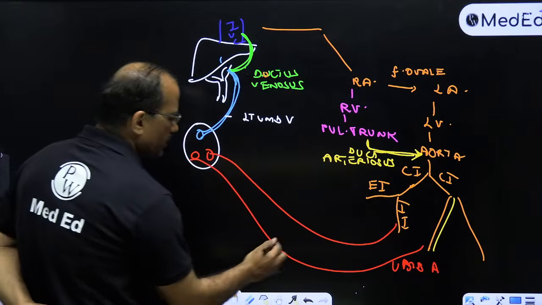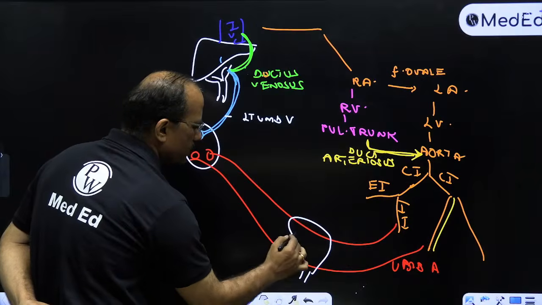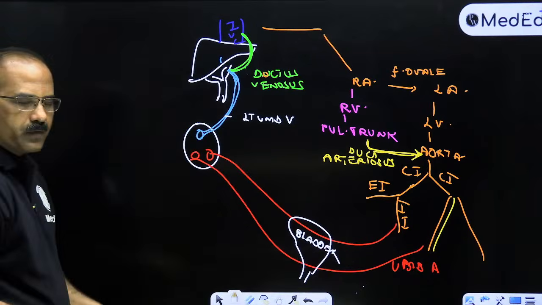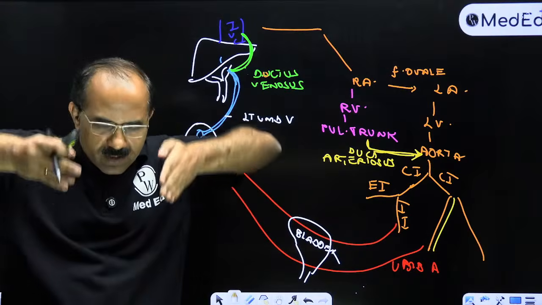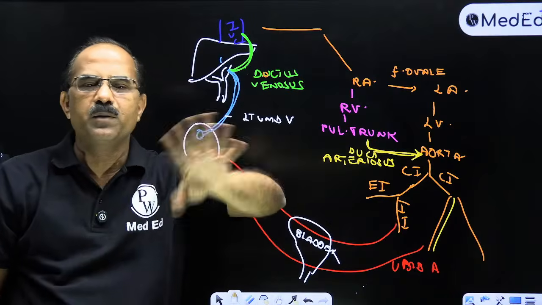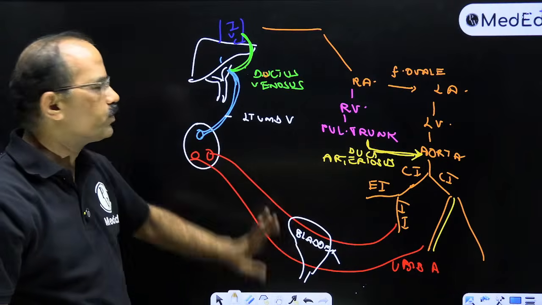Now, this is the urinary bladder. That means the umbilical arteries are in the pelvis. From the pelvis, when they go toward the umbilicus, they go on either side of the urinary bladder.